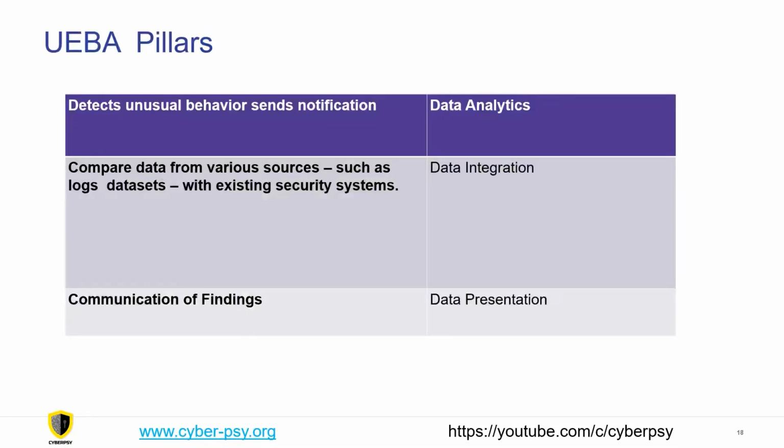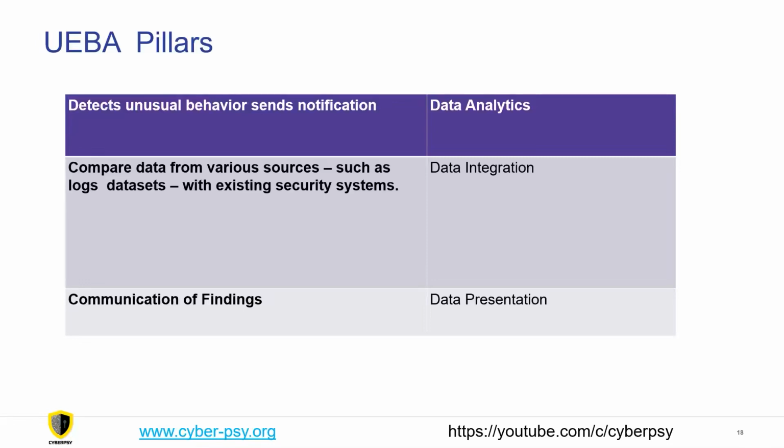These are the three pillars of UEBA: data analytics, data integration, and data presentation. Coming to data analytics, it uses data on the normal behavior of users and entities to build a profile of how they normally act. Here, we can apply statistical models to detect unusual behavior and alert the system administrator.